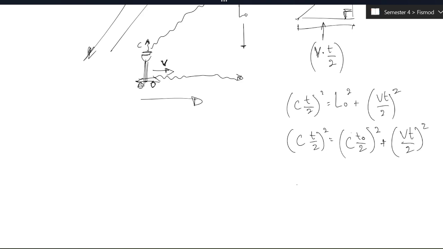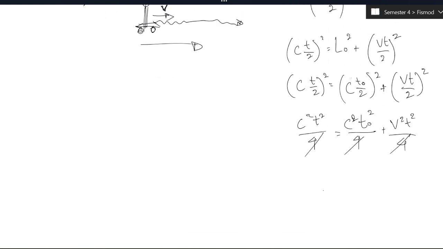Alright, let's just do some basic algebra. We'll have something like c squared T squared divided by 4. Remember, it's squared. And then this would be c squared T0 squared divided by 4 plus v squared T squared divided by 4. Notice that we have 4 on both sides, so we can just cancel them out. And then we'll be left with c squared T squared equals c squared T0 squared plus v squared times T squared. So how about we group the T squared together?